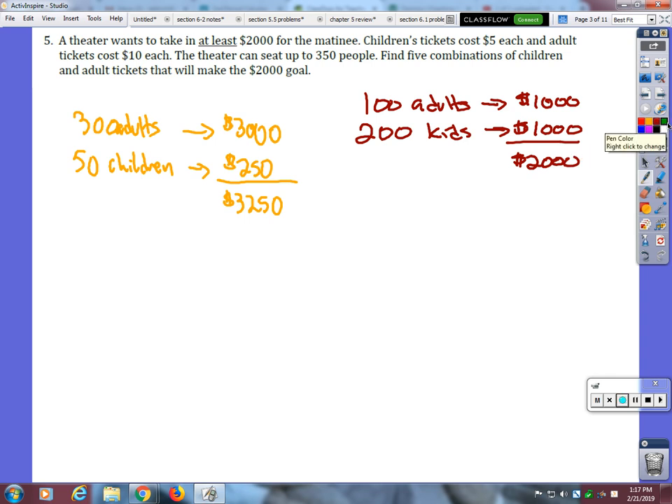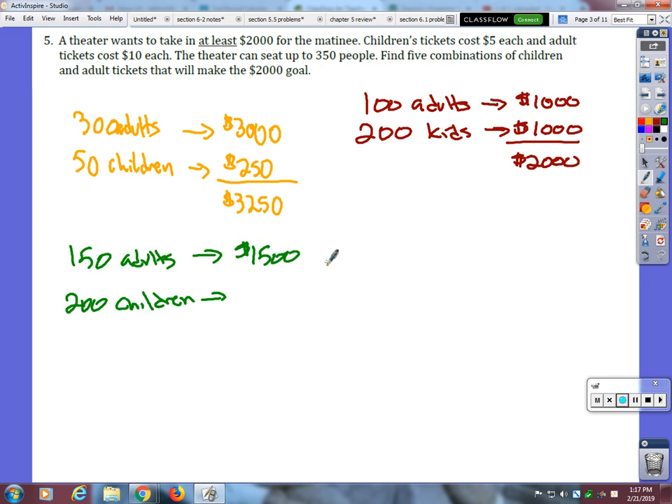Okay. Somebody else. Weston. 150 adults and 200 children. Because five combinations, yeah. So how much do they get off the 150 adults? $1,500. There you go. And how much do they get off the 200 children? Nicely done. And so together, that makes $2,500. Okay. Three down, two to go. Who's got another one?